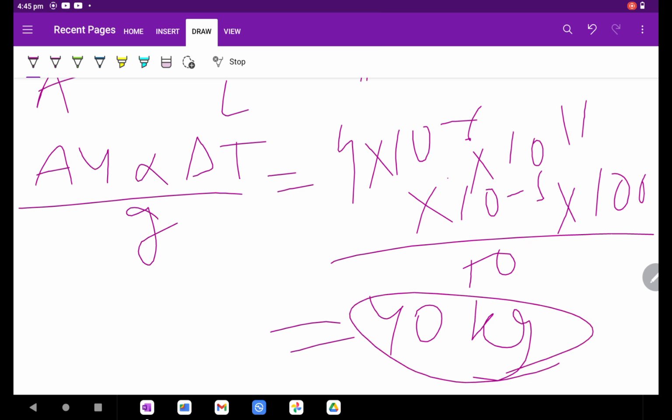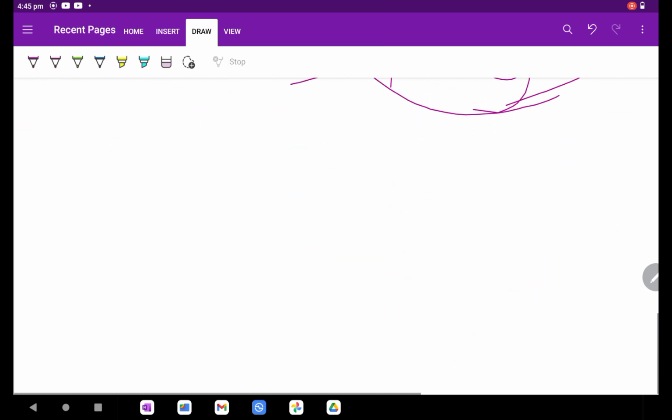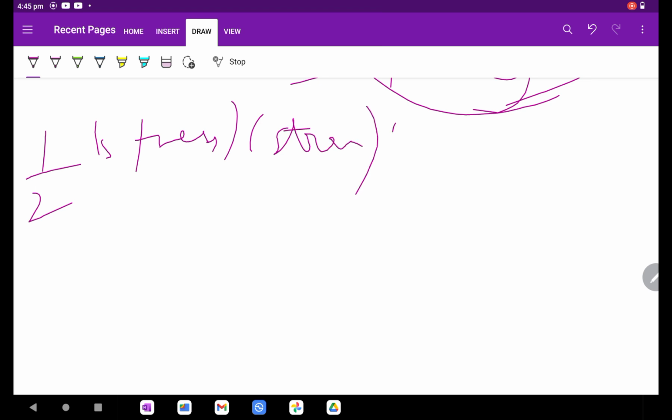Next part of the question is the energy stored in the rod. So for the energy stored in the rod, the expression which we'll have is half of stress into strain into the volume. So that is the expression for energy, half stress into strain into volume.